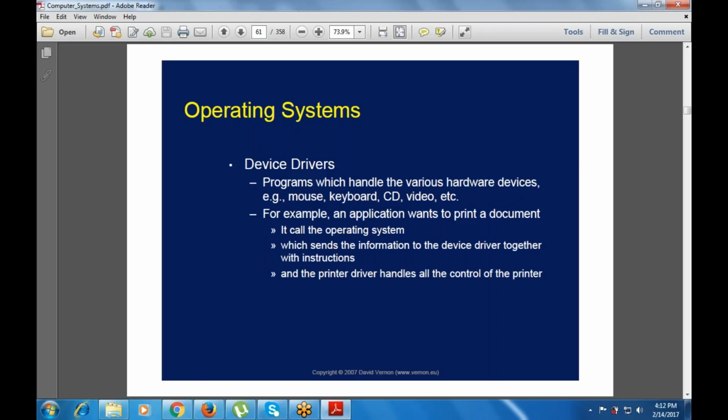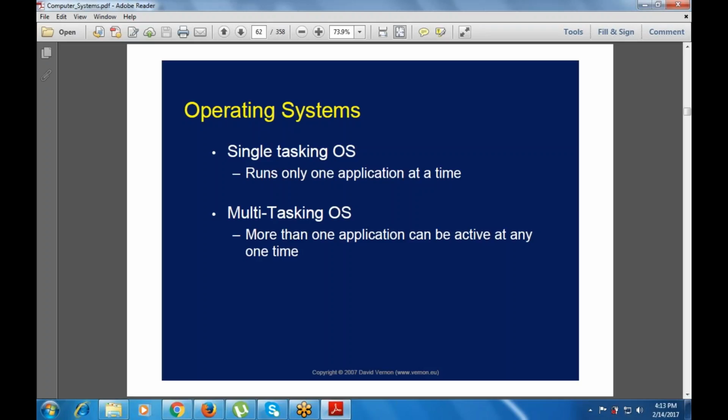The next one is a device driver. This is a program which handles the various hardware devices, for example mouse, keyboard, CD, video, etc. For example, an application wants to print a document, then it calls the operating system which sends the information to the device driver, that is the printer driver in this case, together with the instructions, and the printer driver also handles all the control of the printers.